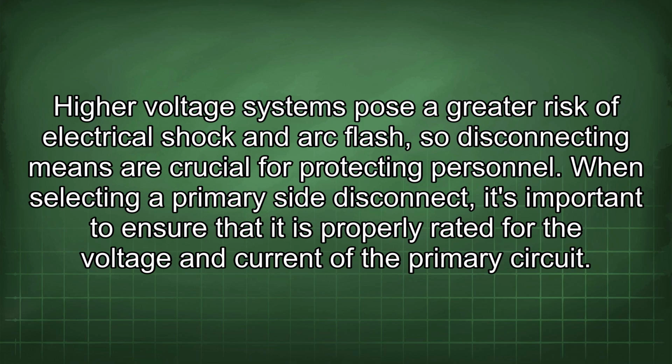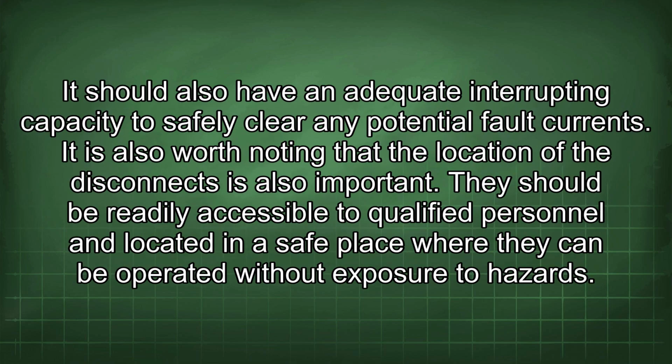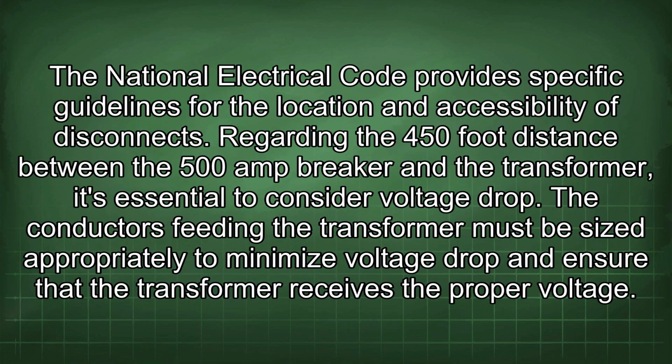protecting personnel. When selecting a primary side disconnect, it's important to ensure that it is properly rated for the voltage and current of the primary circuit. It should also have an adequate interrupting capacity to safely clear any potential fault currents. It is also worth noting that the location of the disconnects is also important. They should be readily accessible to qualified personnel and located in a safe place where they can be operated without exposure to hazards. The National Electrical Code provides specific guidelines for the location and accessibility of disconnects.